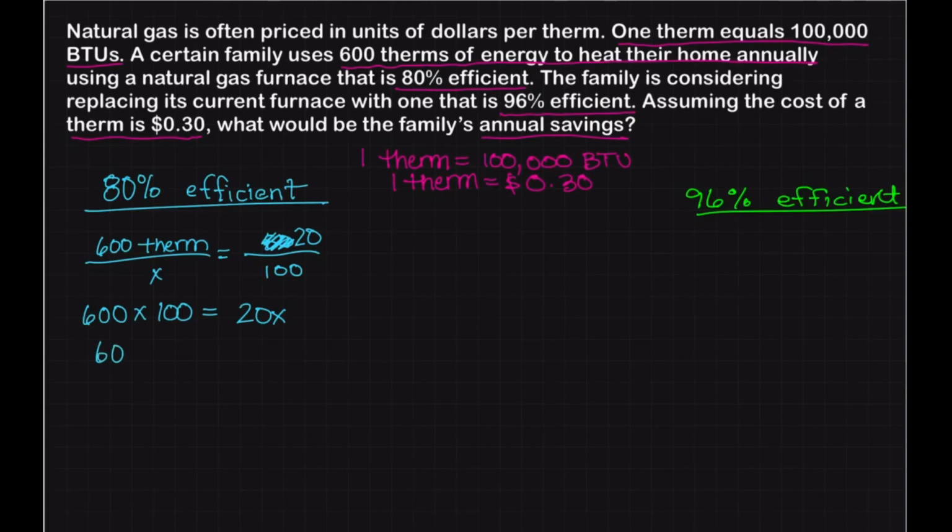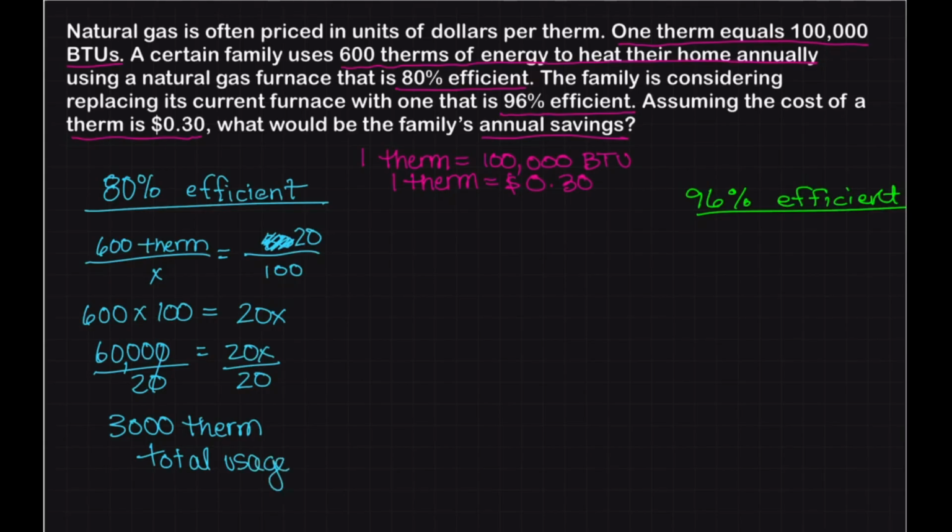And this is going to be 60,000 equals 20x. And you know, you can put whatever you want for x. If it's confusing that you have x and x, that's totally fine. And so then I got 3,000. Okay, and then I'm going to go the other way.